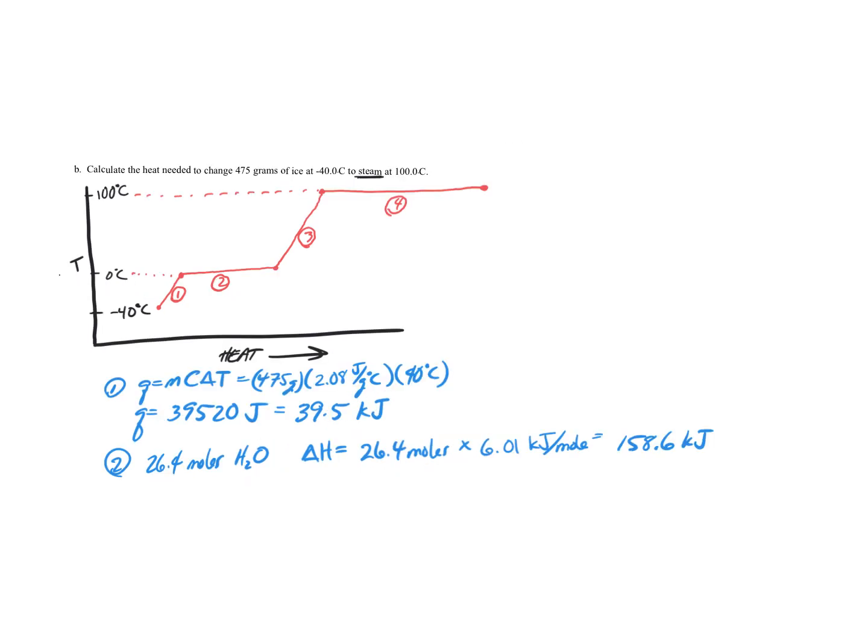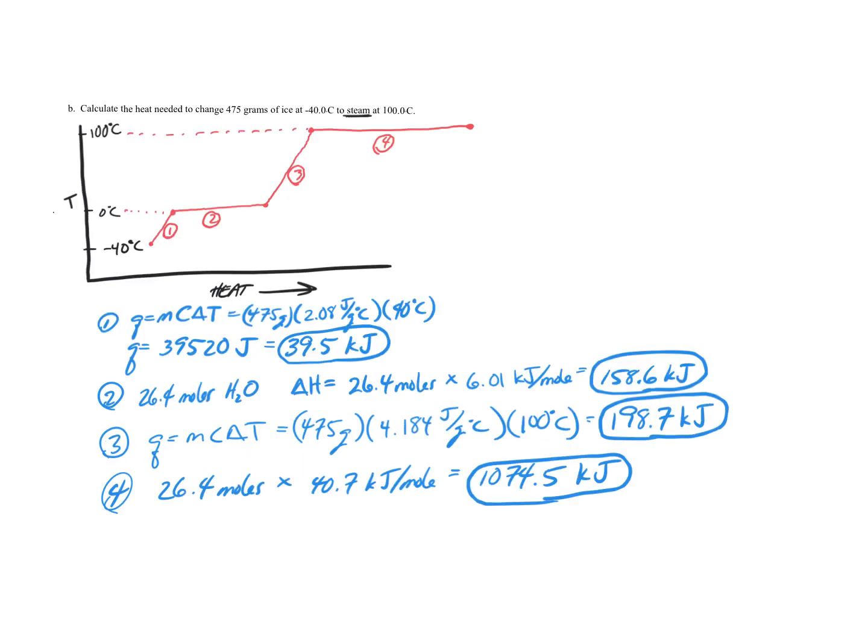Okay, so for part 2, 475 grams of ice is 26.4 moles of ice, in other words, water. All right, so the rest is, well, for each mole, it takes 6.01 kilojoules. So 6.01 kilojoules times the number of moles gives me the total number of kilojoules. That's the amount of energy that it's going to take to melt that ice. All right, so for part 3, it's pretty straightforward.